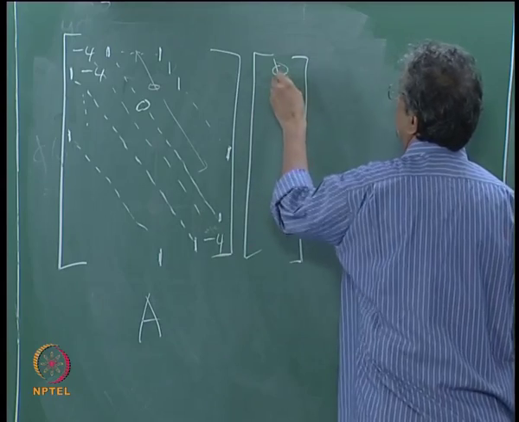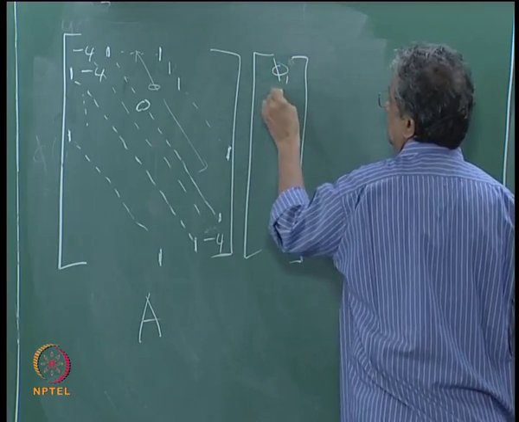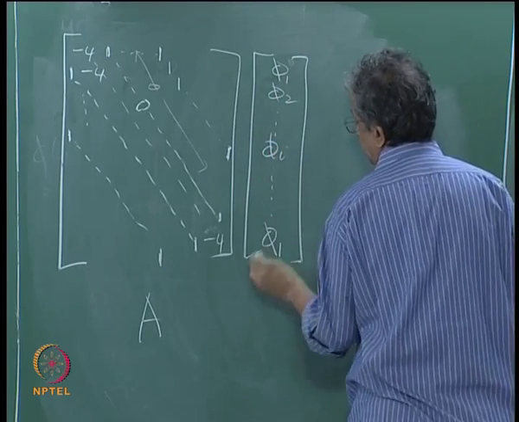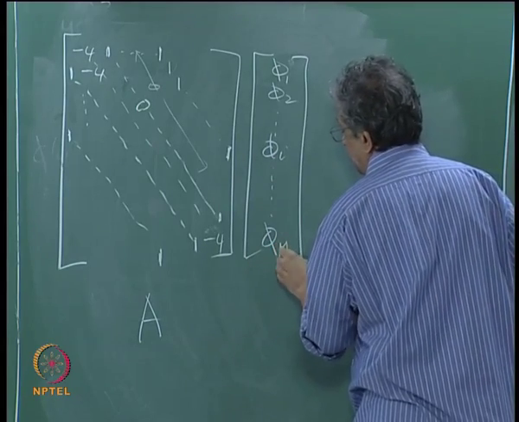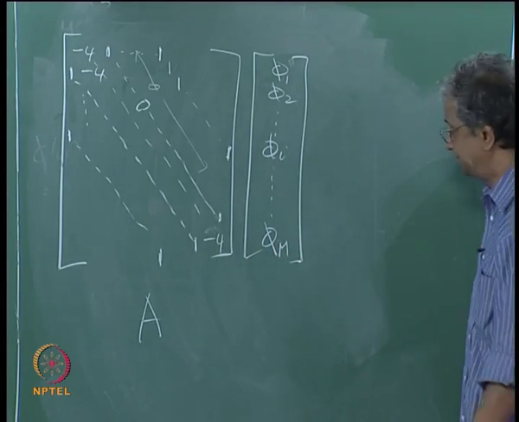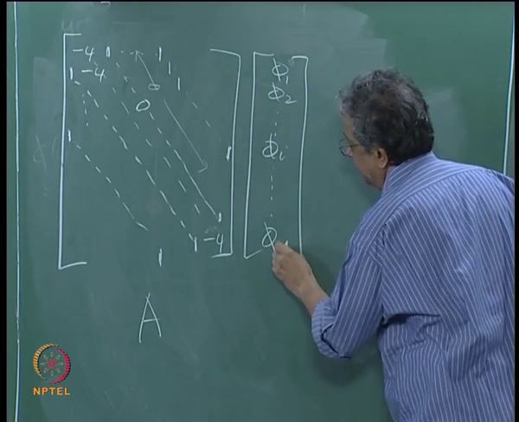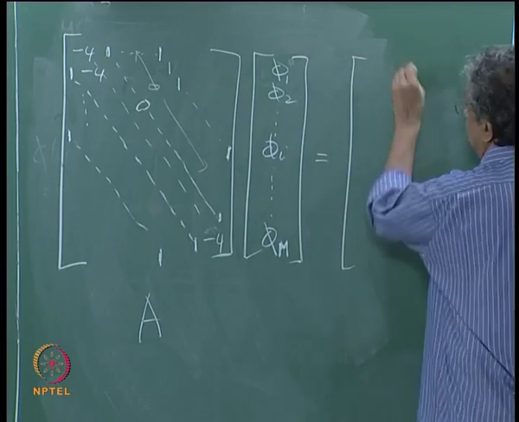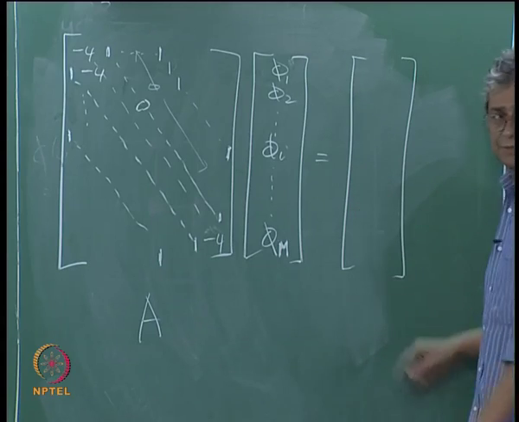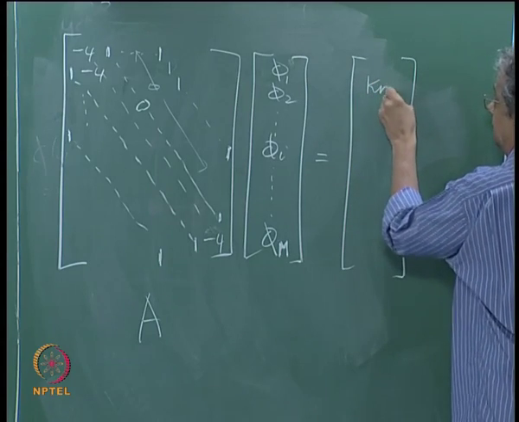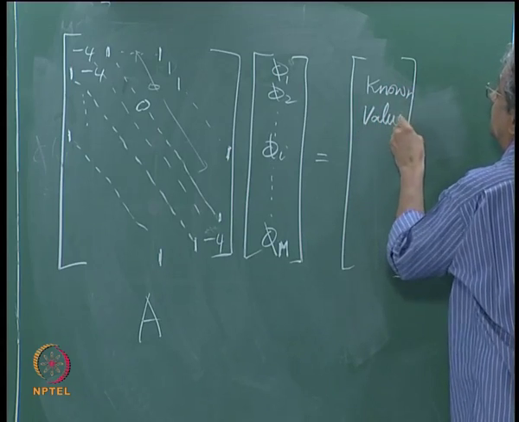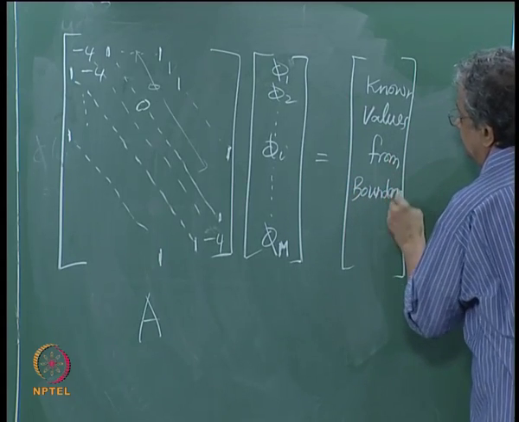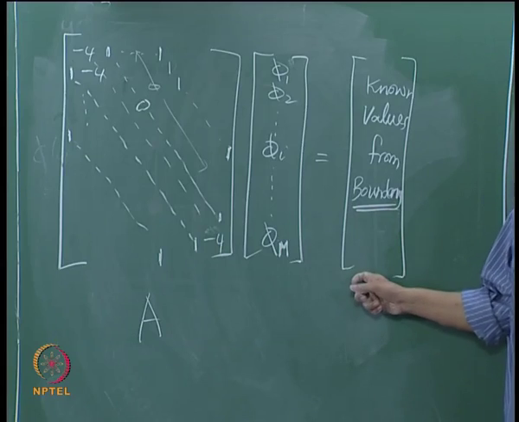It multiplies phi 1, phi 2, phi 3, phi subscript 1, phi subscript 2, phi I, phi, I will make it capital M because I made n the number of values in the row, phi m, there are m interior grid points, and this equals the known values from the boundary conditions. Okay, these are prescribed. Fine.